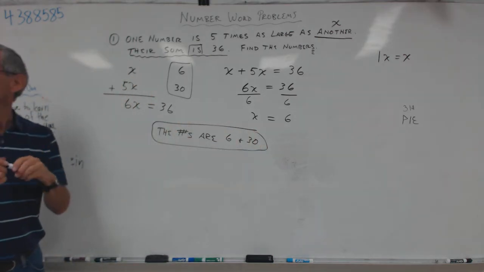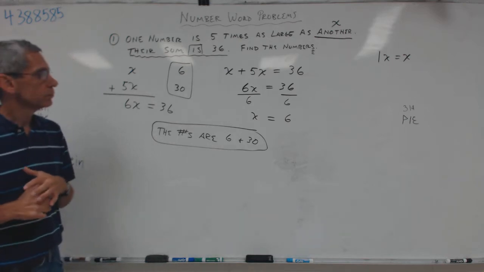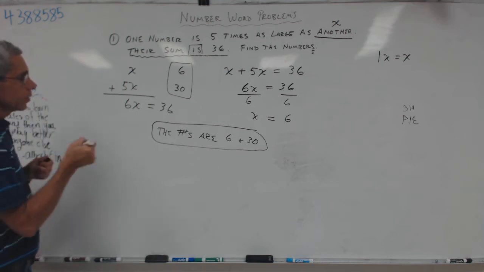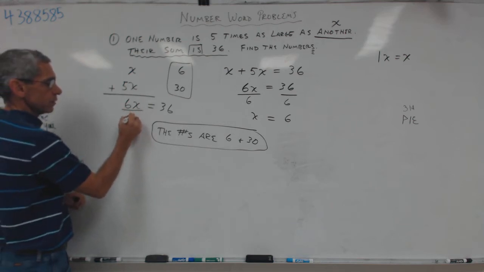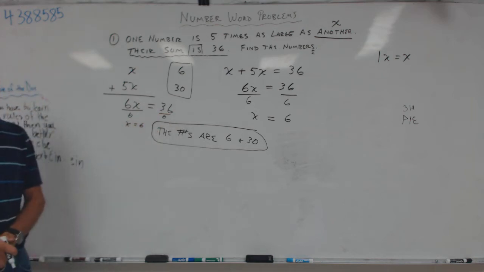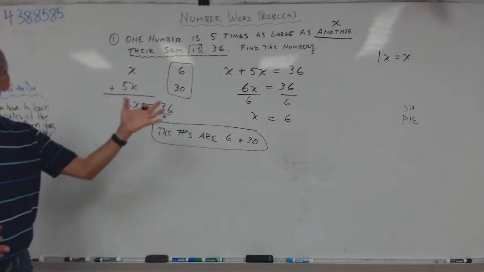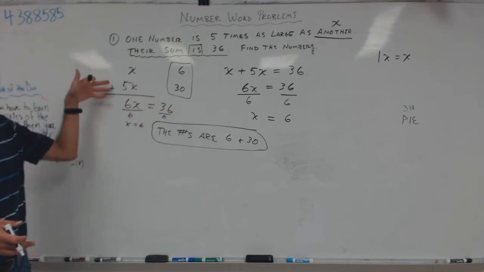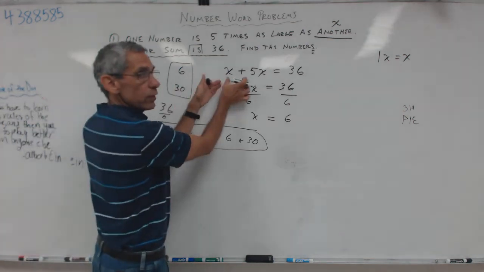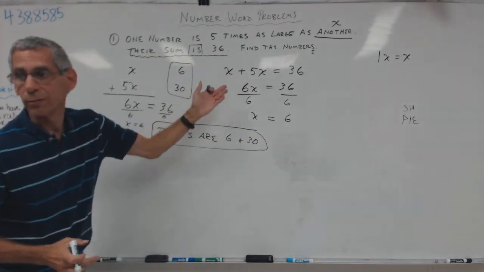Yes? Do you have to do it both ways? No, all you have to do is this. Divide by 6, divide by 6, x equals 6. You only need to do it one way, whichever way you want. I personally like this way because I get it here immediately. Otherwise, I have to rewrite everything and add my like terms, right?